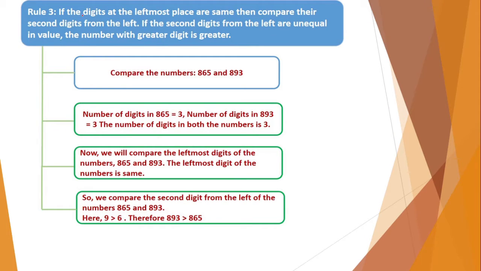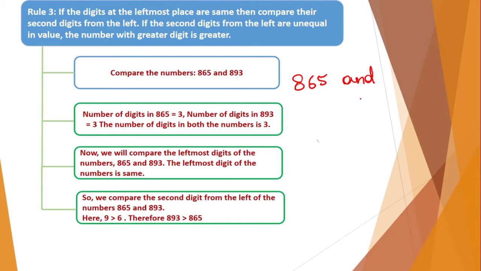So the third rule is, if the digits at the leftmost place are same, then compare their second digits from the left. If the second digits from the left are unequal in value, the number with greater digit is greater. So let me take another example. 865 and 893.